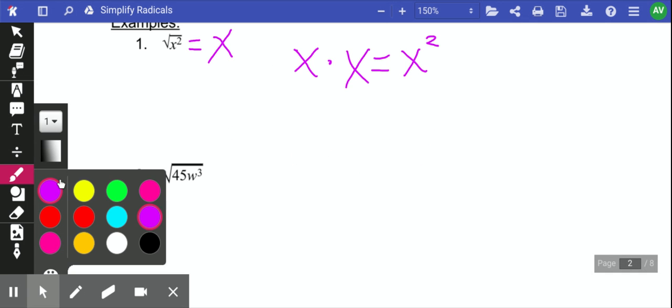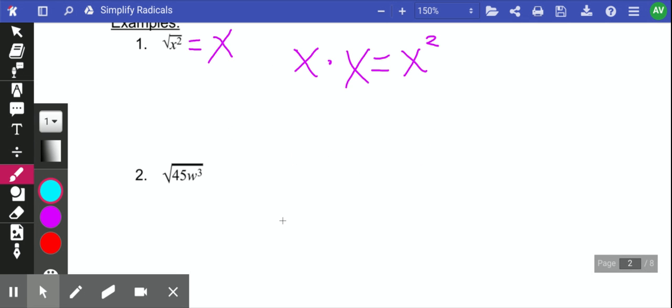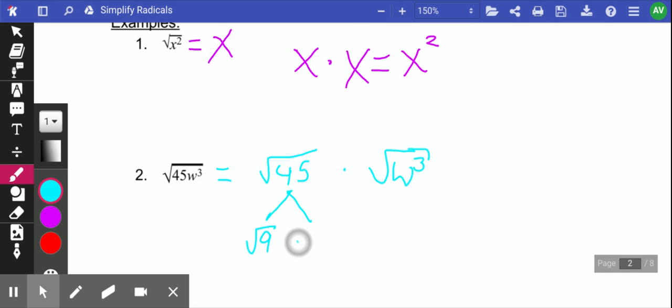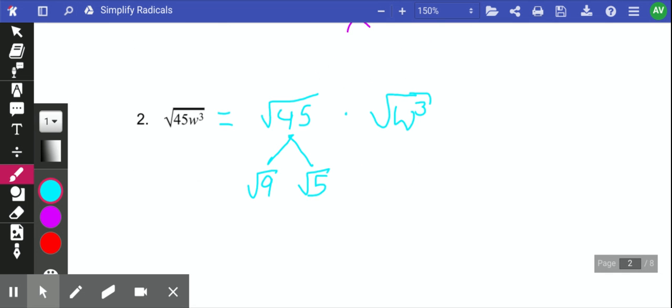So I have square root of 45w to the third power. Okay, so first thing I'm going to do is break this up. This is going to be square root of 45 times the square root of w to the third power. Now, let's look at the number first because we already know what to do with that one. Square root of 45, what perfect square goes into 45? 9. Square root of 9 times square root of 5. So this is going to become 3 root 5.